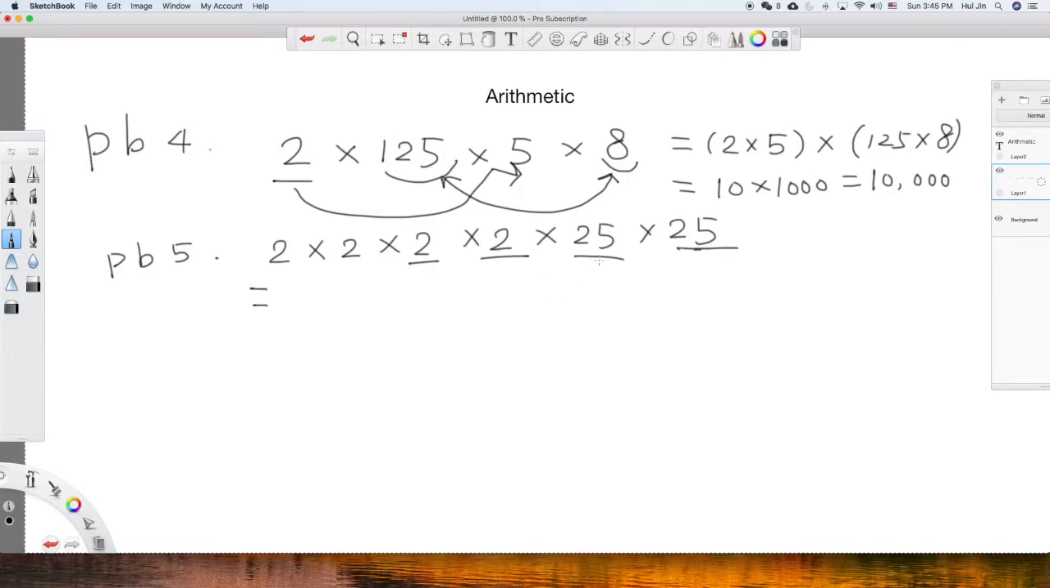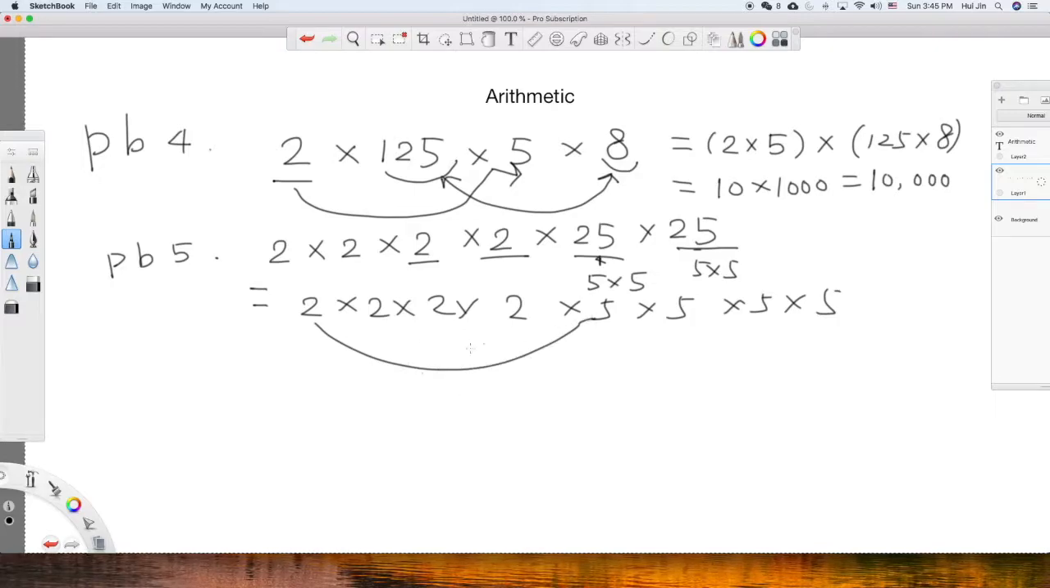But the idea when I put this problem originally is I want you to see that 25 equals 5 times 5. So the whole thing is actually 2 times 2 times 2 times 2 times 5 times 5 times 5 times 5. And then you see that I want to do 2 times 5 first, and there are 4 such things. So equals 10 times 10 times 10 times 10, equals 10,000. The same as the first problem.